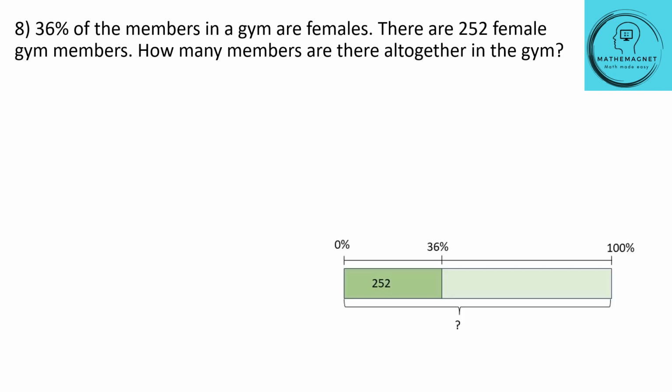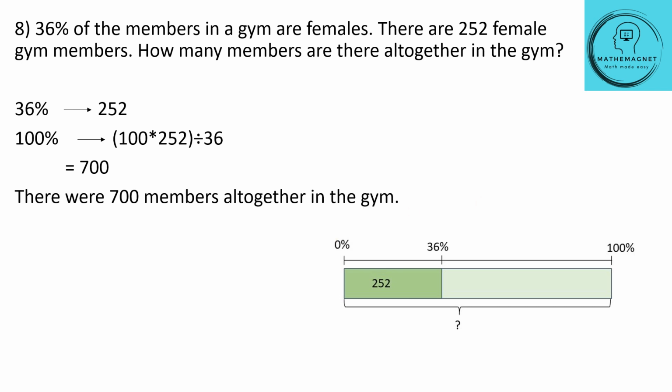This is similar to your previous problem. Here we know 36% is equal to 252 and they are asking us to find this entire bar and not about how many men are there. So please be careful while reading and answering the question. They've asked how many members are there. That means how many members, that includes women and men. Now that becomes 100%. So we know 36% is equal to 252. So for 100% it becomes 100 into 252 divided by 36, which is equal to 700. So there were 700 members altogether in the gym.